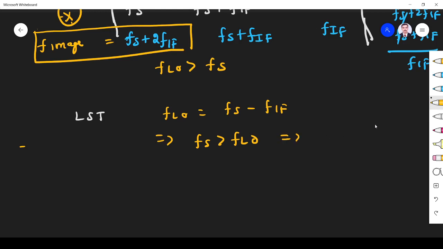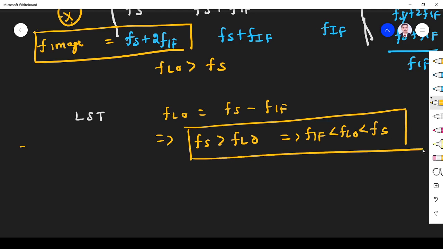So this indicates here Fs must be greater than FLO. Both are greater than FIF. So this is the condition for low side tuning. This is a very important condition. In exam, we have to bother about this. There will be a twist in the question, right?